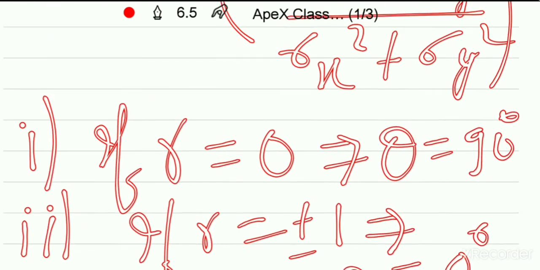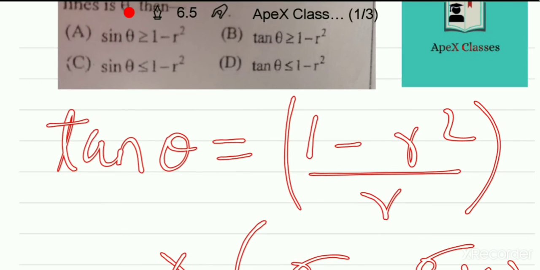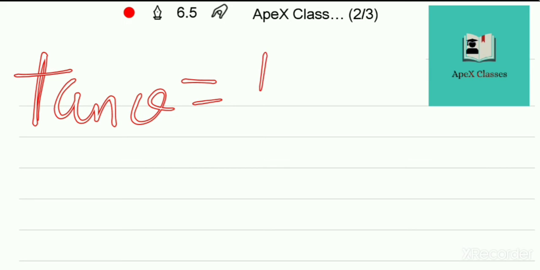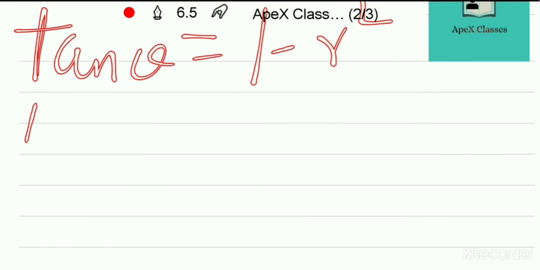Now the four options given involve sin theta and tan theta. Basically there are two options only, one is sin theta, one is tan theta, and the inequality changes whether it is greater than or less than. So first of all we will solve this by the elimination method. First we will use, suppose, tan theta is equal to 1 minus r square. So LHS is tan theta.